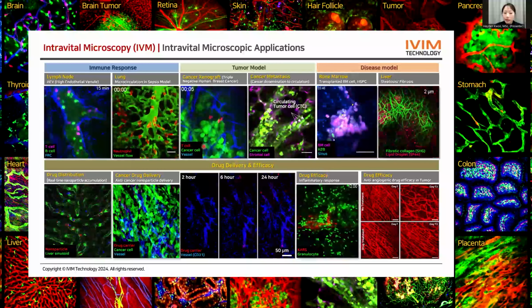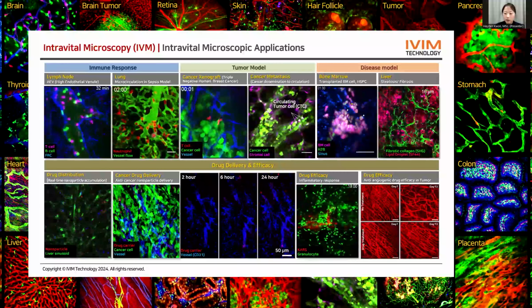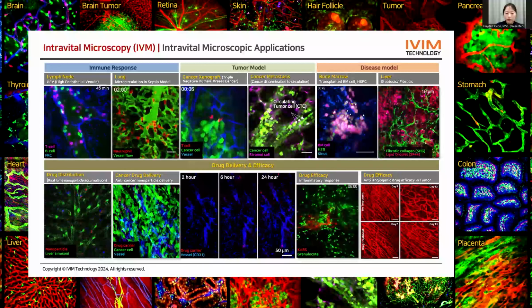So as you can see here, especially in the middle, we can visualize circulating tumor cells and T cells that are motile toward cancer cells. In other words, with IVM microscopy, we can not only observe processes such as proliferation and invasion of the cancer, but also track immune cell responses, and also the biodistribution of drugs.